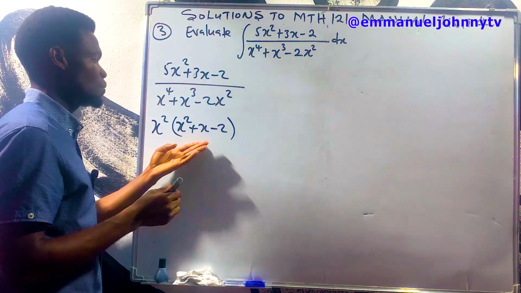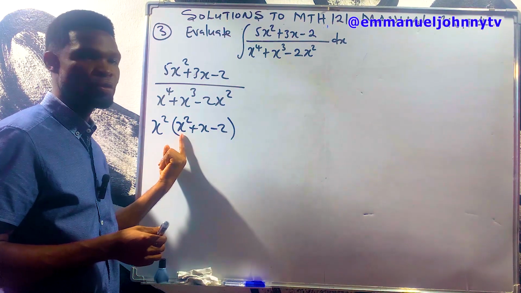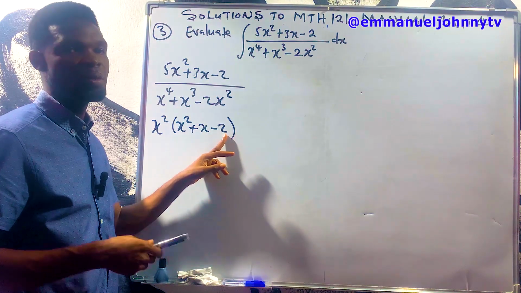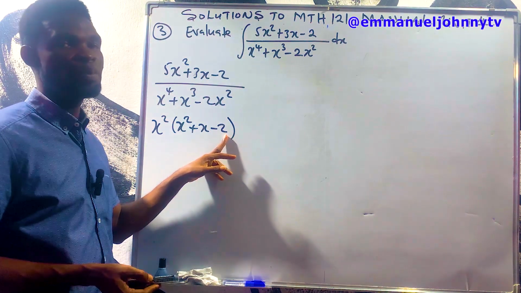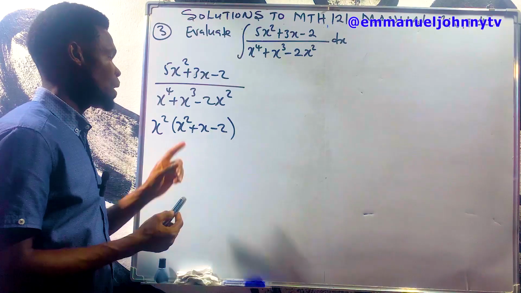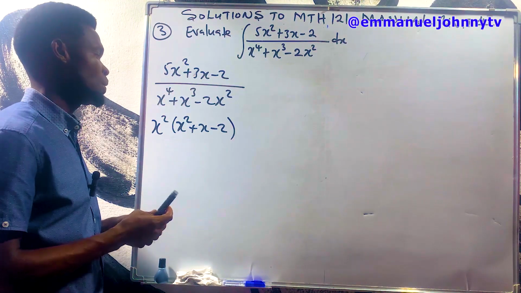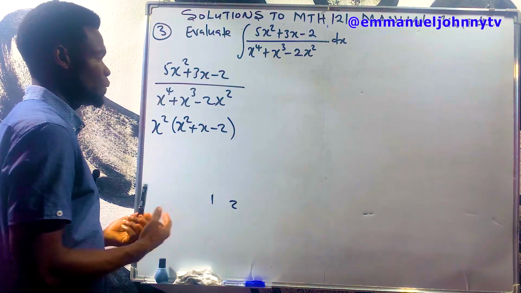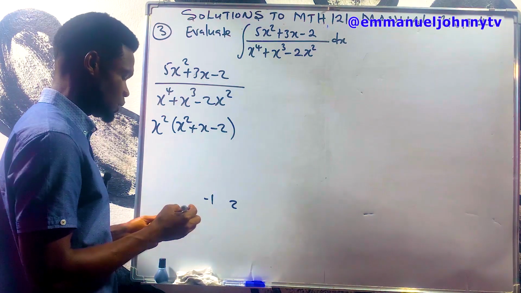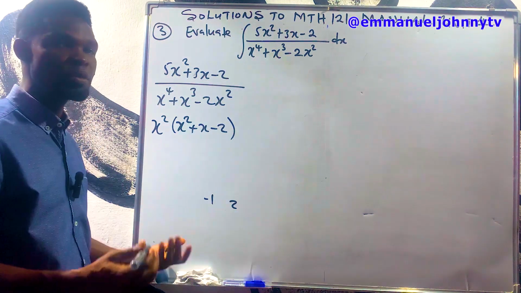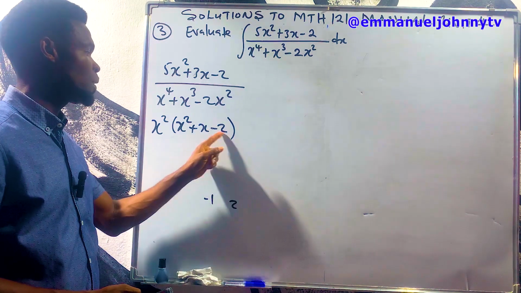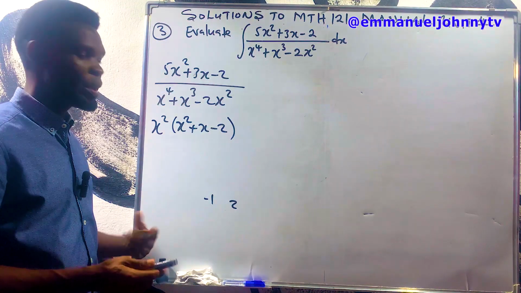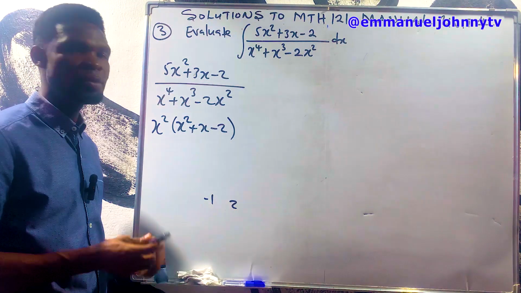The next thing you do is to factorize the bracket, because this is now a quadratic, and the constant term is minus 2. What are the two numbers that, when you multiply, you get minus 2, and when you add, you get plus 1? Don't forget, the factors of 2 are 1 and 2. Now, one of them will be positive, one of them will be negative. So give this negative, let 2 remain positive. Multiply: minus 1 times 2 is minus 2. But minus 1 plus 2 will give you plus 1. So that means that the two numbers are minus 1 and 2.